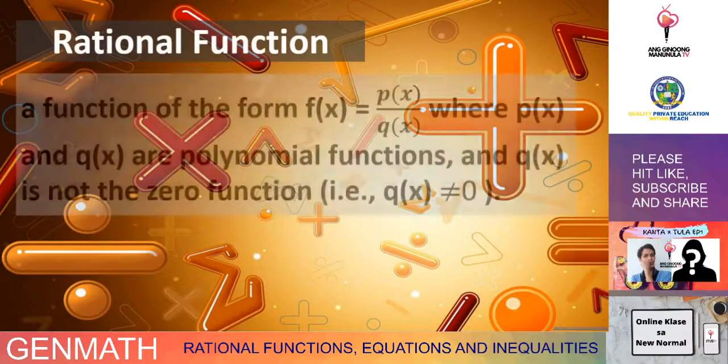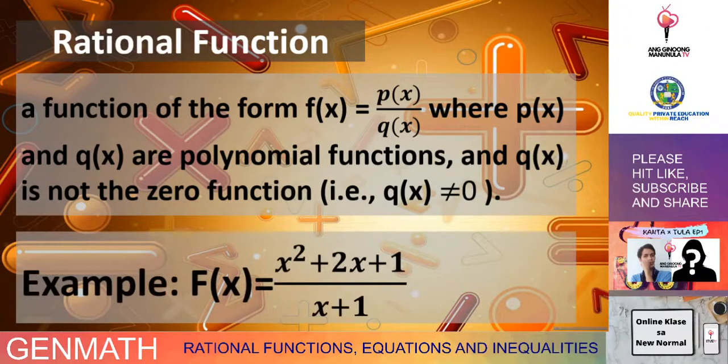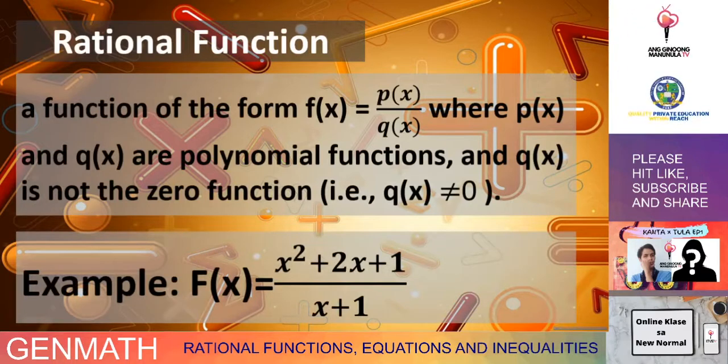Next, rational function. It is a function of the form f of x is equals to p of x over q of x, where p of x and q of x are polynomial functions, and q of x is not the zero function, or q of x is not equal to 0. Si rational function, na-define na natin kanina, binalikan lang natin. Ganun pa din. Si q of x ay bawal maging 0, kasi magiging undefined yung function natin. Example: f of x is equals to x squared plus 2x plus 1 over x plus 1. It is a rational function.